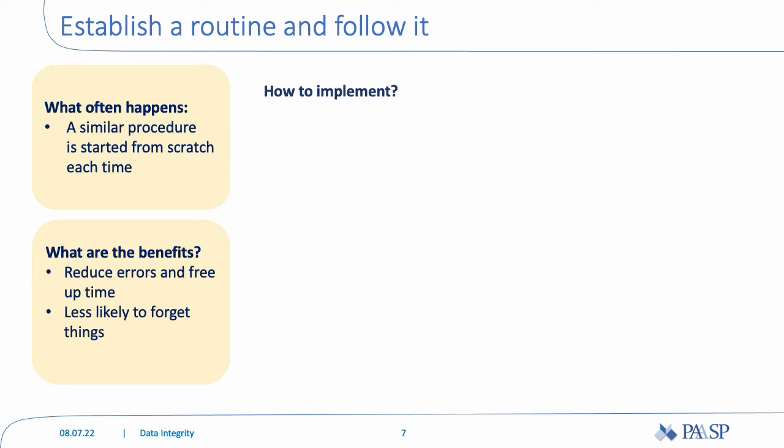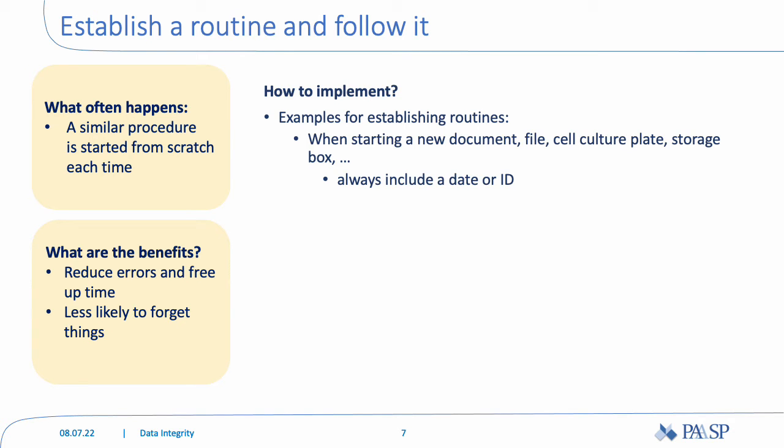Establishing routines is possible for different working steps, and I want to present just two brief examples. When starting a new document or file, or when setting up cell culture plates or storage boxes, always include a unique experimental ID or date or some identifier. The items will always be identifiable, thus ensuring that it is not forgotten.